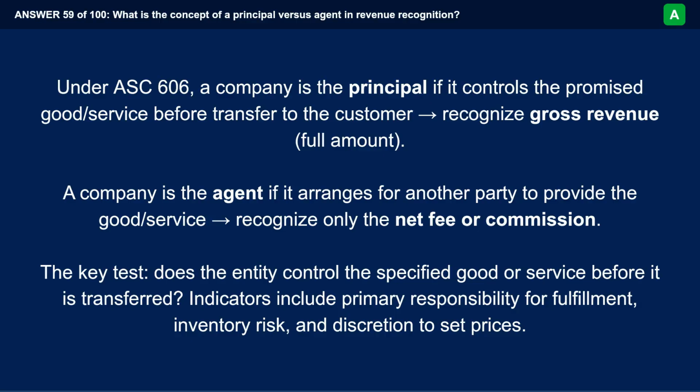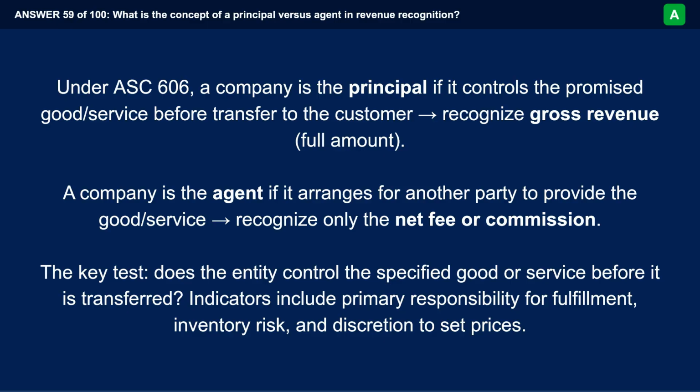Under ASC 606, a company is the principal if it controls the promised good or service before transfer to the customer. Recognize gross revenue, the full amount. A company is the agent if it arranges for another party to provide the good or service. Recognize only the net fee or commission.